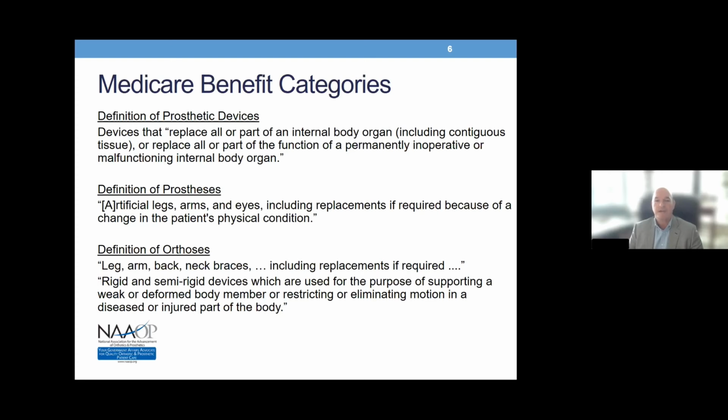The second definition I want to bring your attention to, or I should say the third on this slide, is the definition of orthoses. They're defined by the statute as leg, arm, back, and neck braces, again, including replacements if required because of a change in the patient's physical condition. But there's some regulatory language that also helps define and expounds upon the statutory definition of orthosis. And that regulatory definition includes rigid and semi-rigid devices, which are used for the purpose of supporting a weak or deformed body member or restricting or eliminating motion in a diseased or injured part of the body.